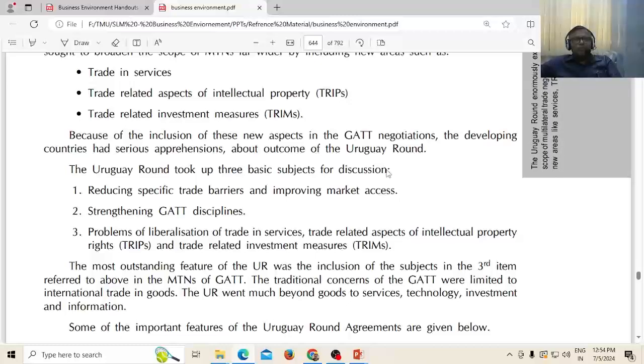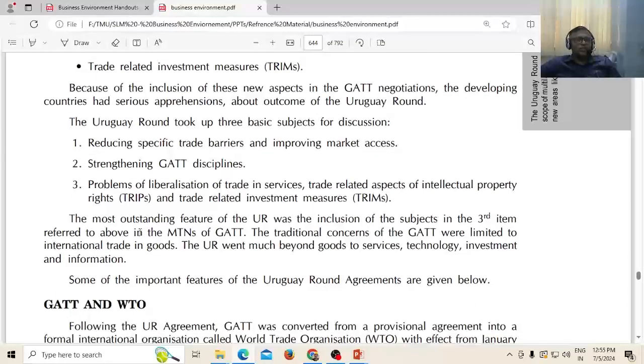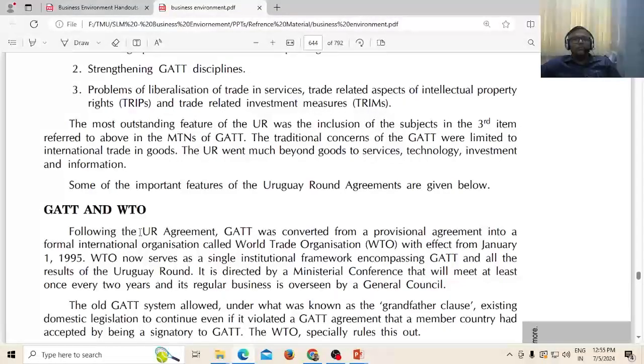The Uruguay Round took up three basic subjects for discussion. First, reducing specific trade barriers and improving market access. Second, strengthening the GATT disciplines. Third, the problems of liberalization of trade in services, the trade-related aspects of intellectual property rights, TRIPS, and the trade-related investment measures, TRIMS. The most outstanding feature of the UR was the inclusion of the subjects in the third item referred to above in the MTNs of the GATT. The traditional concern of the GATT was limited to international trade in goods. The UR went much beyond goods to services, technology, investment, and information. Some of the important features of the Uruguay Round agreements are given below.